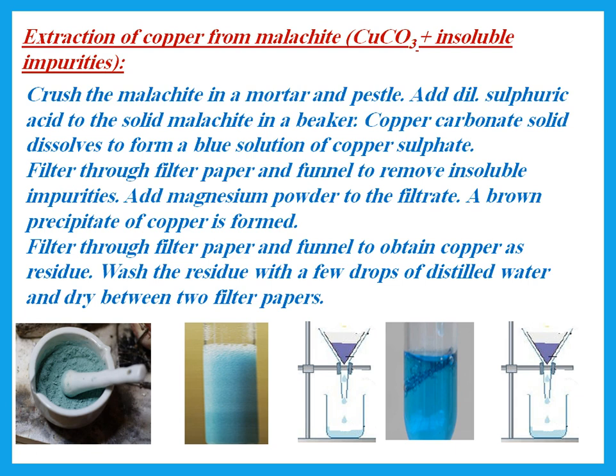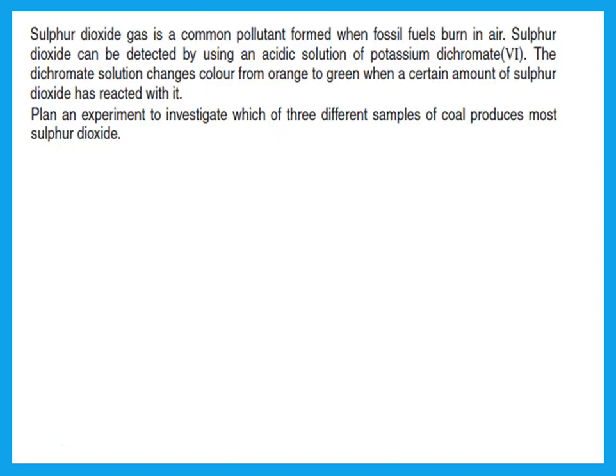So we had copper carbonate and insoluble impurities. We added sulfuric acid to dissolve it to form copper sulfate, and we filtered to get rid of the impurities. Now the copper sulfate solution, if I add magnesium to it, the magnesium displaces the copper and I get the copper as a precipitate, get it as a residue when we filter through filter paper and funnel. Following? Okay, this is another question.